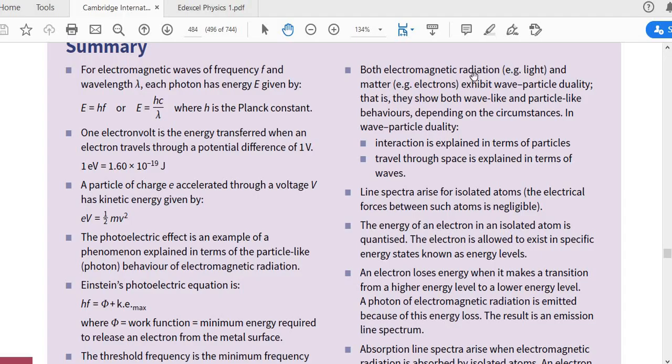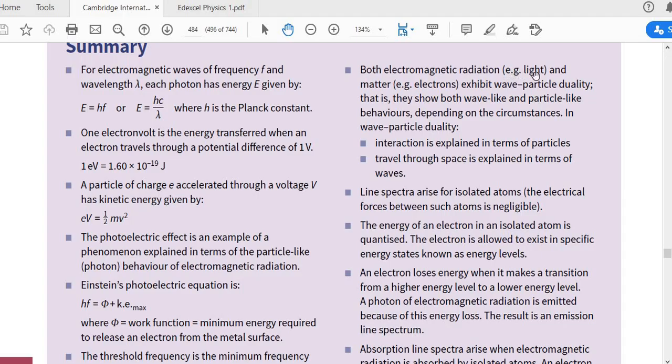So both electromagnetic radiation and matter exhibit wave-particle duality. Dual means two. So it behaves both as a wave and as a particle. That's why we use the word duality. From the word itself you can figure it out. See, wave and particle, two things, two entities. So you have the word duality.